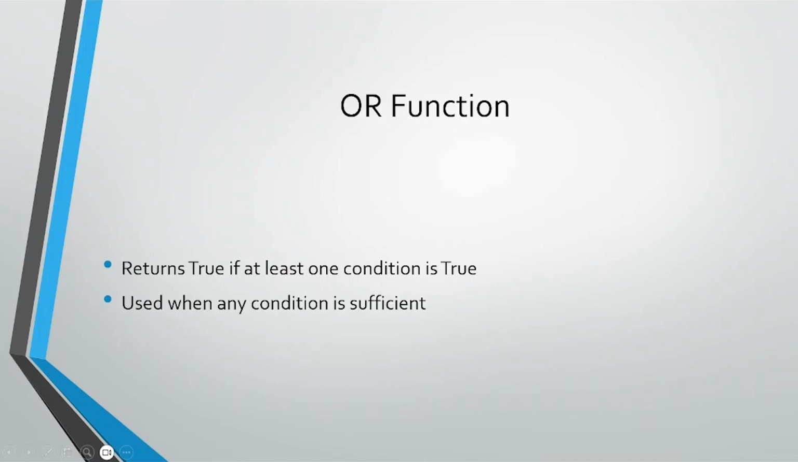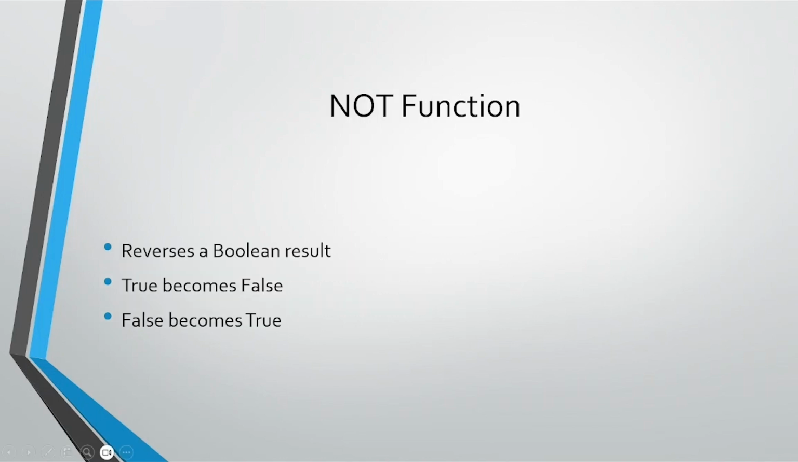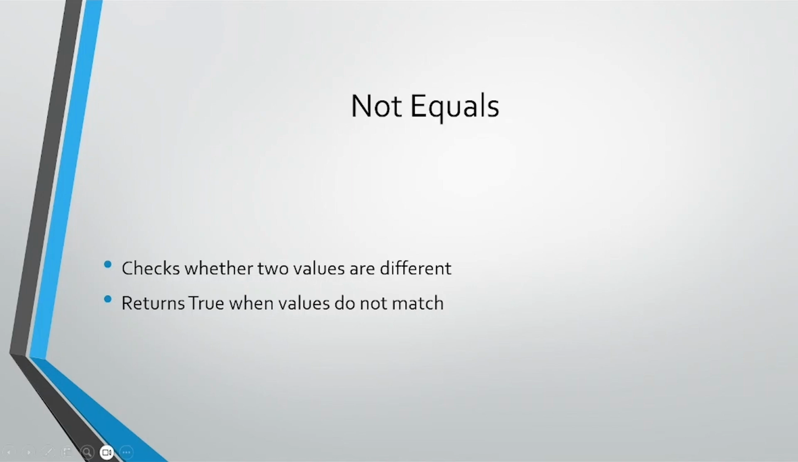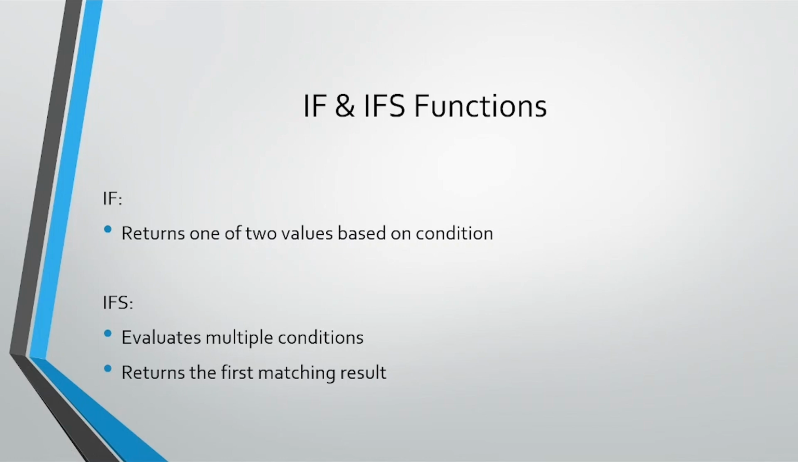Then comes OR. OR evaluates multiple conditions and returns true if any one of them is true. Then NOT. The NOT function simply reverses the result of a Boolean condition. Then comes equals. This function checks whether two Boolean values are the same. Then comes not equals. This function is the opposite of equals and returns true when the values are different. Then comes if and ifs. If evaluates a condition and returns one of two values. Ifs improves this by handling multiple conditions.